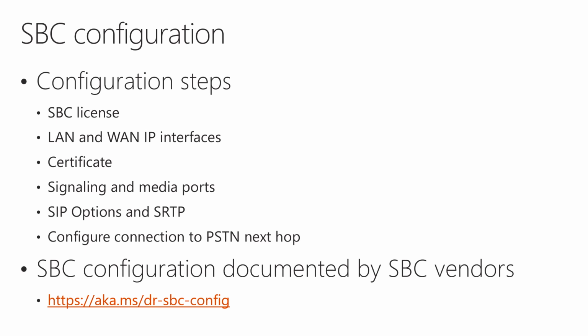The SBC configuration includes a number of steps. You need to assign the SBC a license, configure the LAN and WAN IP interfaces, configure the certificate, configure signaling and media ports, SIP options, and SRTP settings. You need to configure the connection to the PSTN next hop.